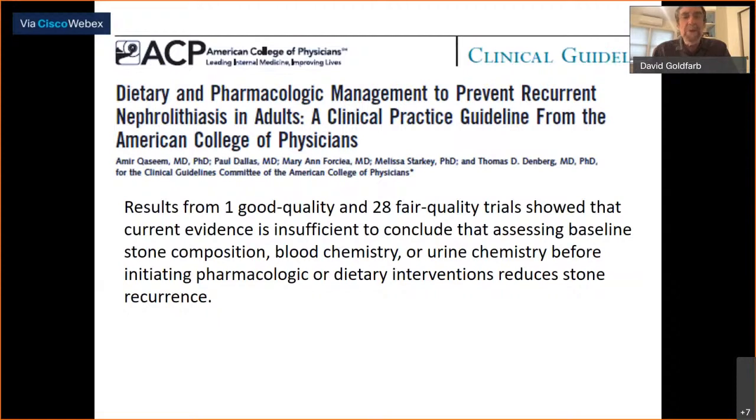looking at stone composition, blood chemistry, and urine chemistry before initiating therapy reduces stone recurrence. And this is a real problem. The data demonstrating that we need to do these things in order to prevent kidney stones is kind of lacking. There's only one good quality study as far as they're concerned, and that study is the Borghi study of diet for kidney stones. Next slide.